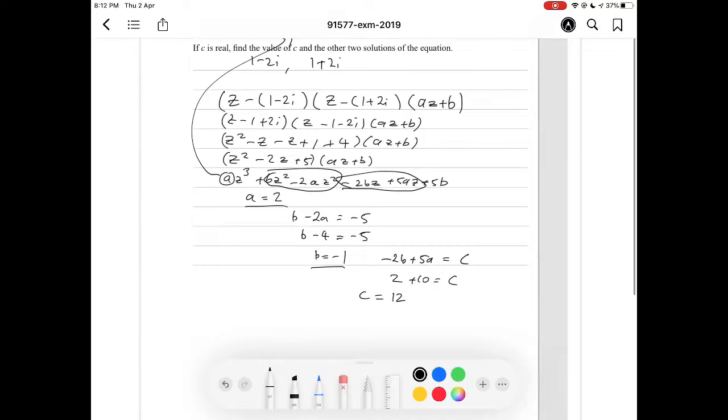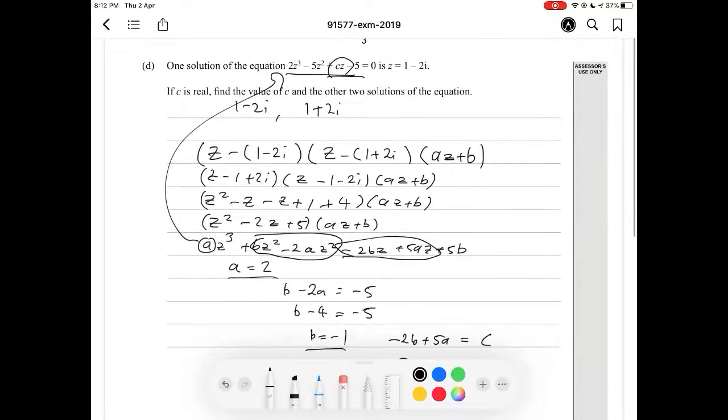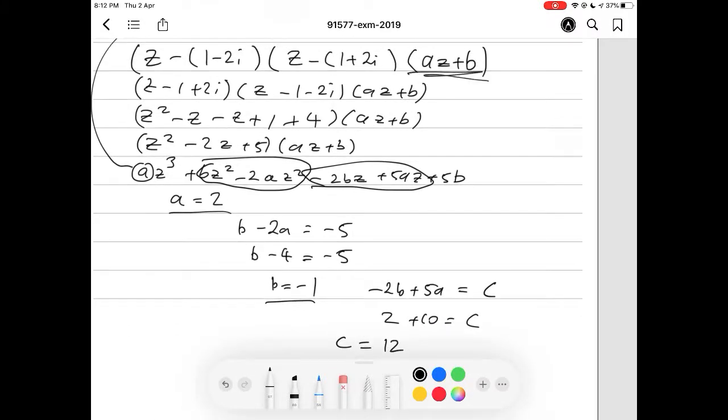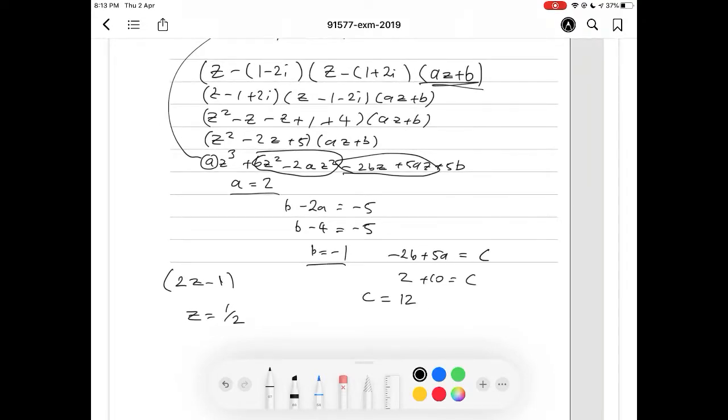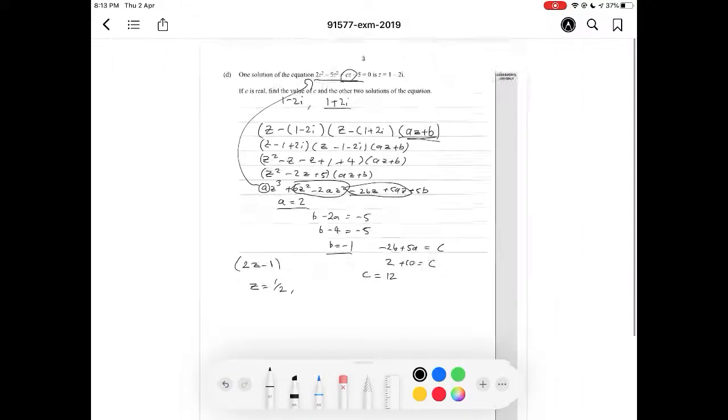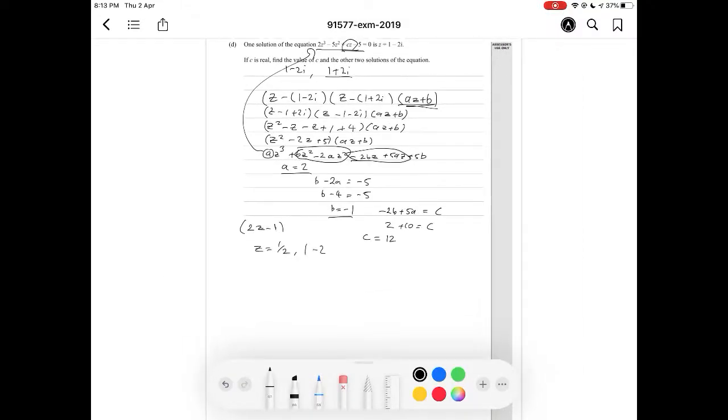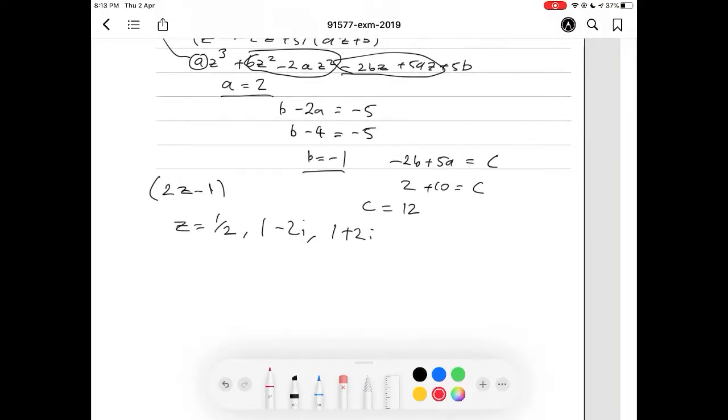Alright, it says we need to find the other two solutions of the equation. We already have one of the solutions, that's 1 plus 2i. The other solution will simply be this third bracket here. We've determined that b is negative 1 and a is 2, so our last bracket would be 2z minus 1. Therefore, our last root would be z equals 1/2. If I'm not mistaken, yeah, z equals 1/2, and the other two roots would be 1 minus 2i and 1 plus 2i. And that would be your final answer to this question.